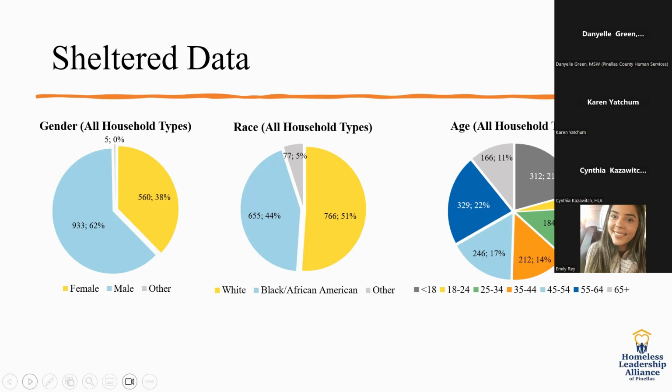The age characteristics was relatively even, which I found interesting, with the notable exception of people who are 18 to 24, which is this little yellow sliver right there. And next slide, please.